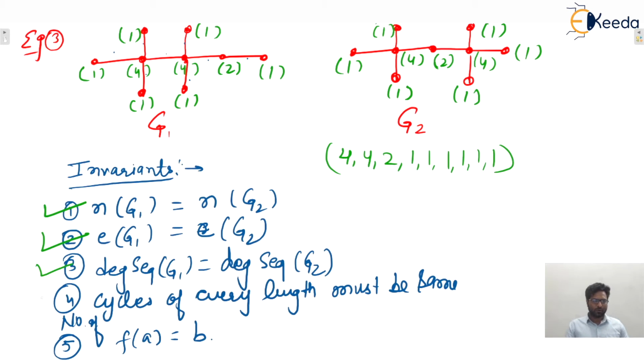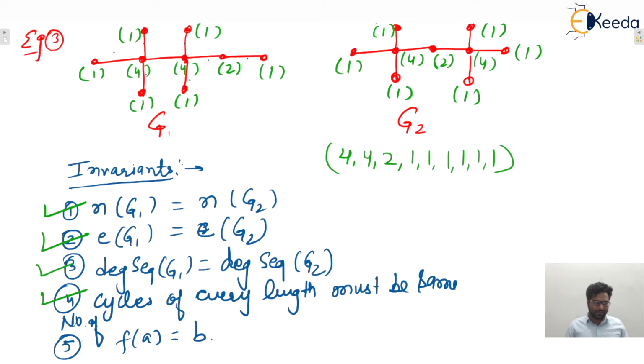Next, cycles are not there, so no need to worry at all. Let us consider if G1 has 2 cycles of length 3, then G2 must have 2 cycles of length 3. If G1 has 2 cycles, one of length 4 and one of length 5, then G2 must also have one cycle with length 4 and another cycle with length 5. That is the meaning of the fourth point.